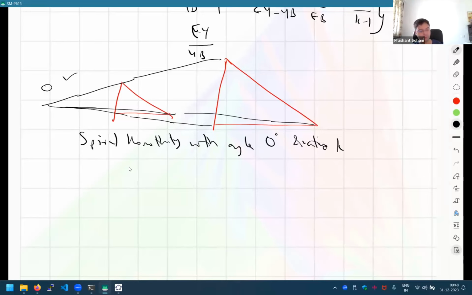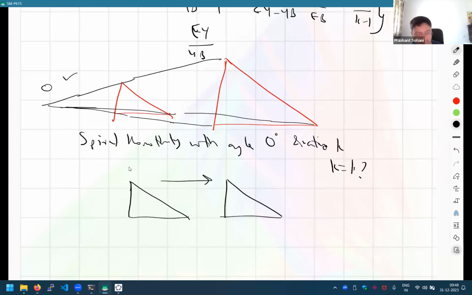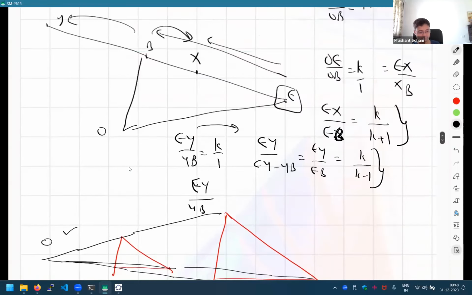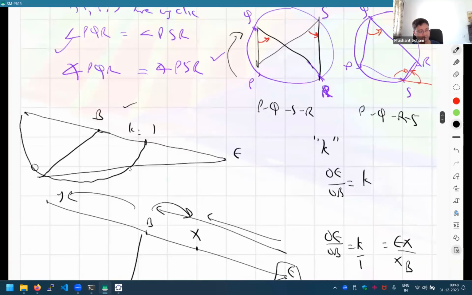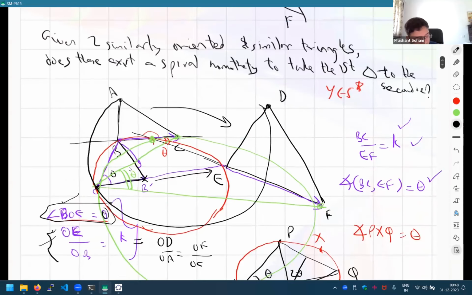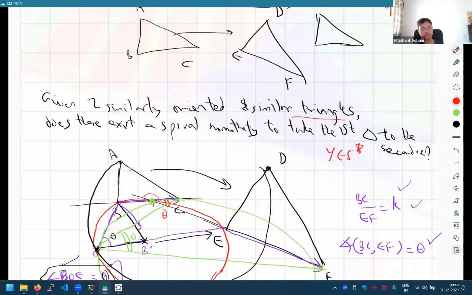I think where we land into problem is what if this k is also 1? Like if you have two congruent triangles, so congruent triangles are also similar. So if you have congruent parallel triangles, then we are in trouble. So that is the only case where we have to use a translation. But in all other cases, the answer is yes. So that is a small side note. Okay. So this is a very important fact that you can take any triangle into any other triangle with a spiral homothety. And we'll see how to use this in solving some problems.